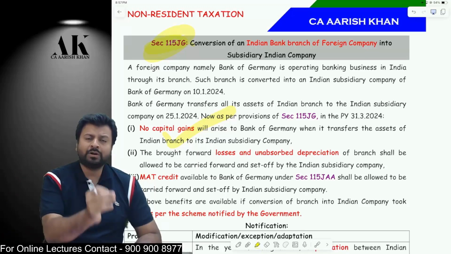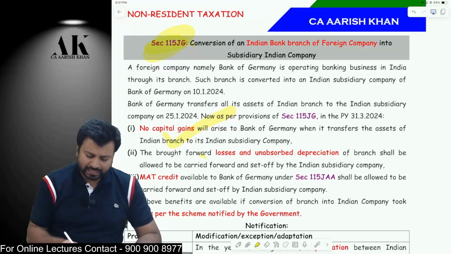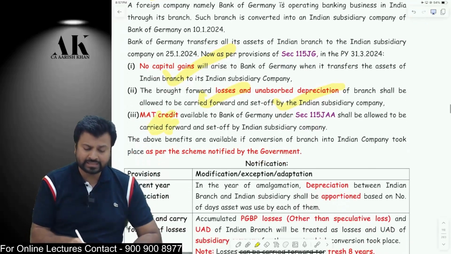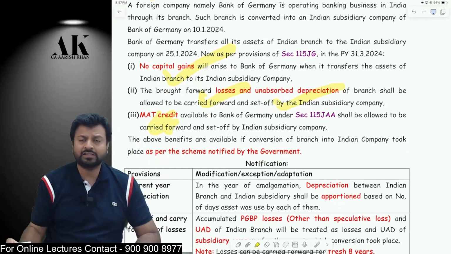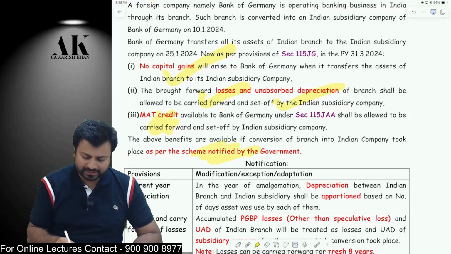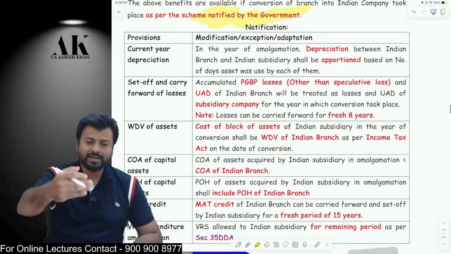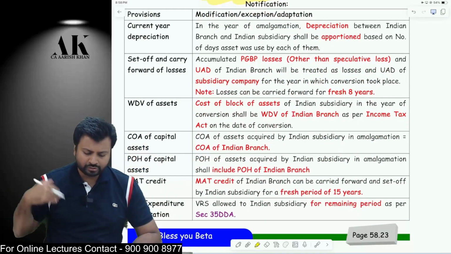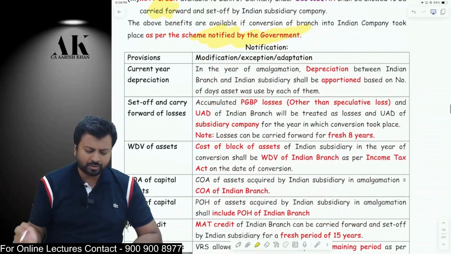Second question, what about the losses and unabsorbed depreciation which are there with them? That will also be allowed to be carried forward to the Indian subsidiary. What about the MAT credit, if any, with the Indian branch? That will also be transferred to the Indian company. The entire scheme should run as per the scheme notified by the central government, and the central government has given a notification. According to that, it should work. Okay. So how should it work? It should work according to the following boxes. Let me talk about all of them one by one.